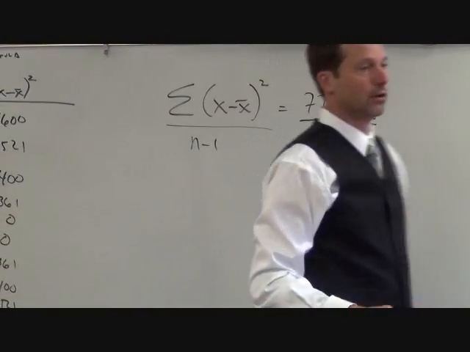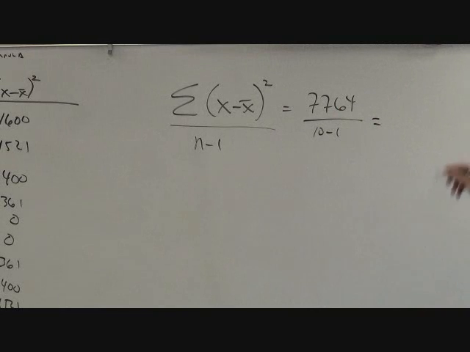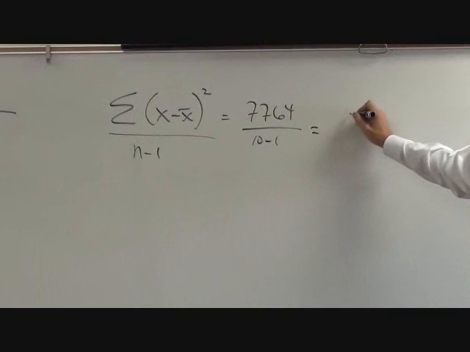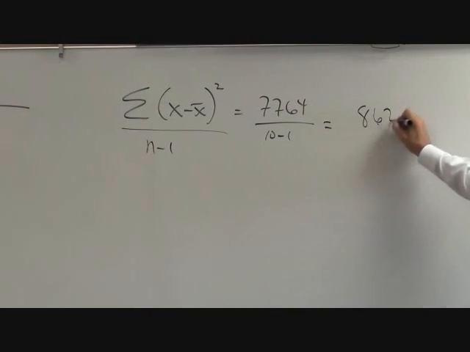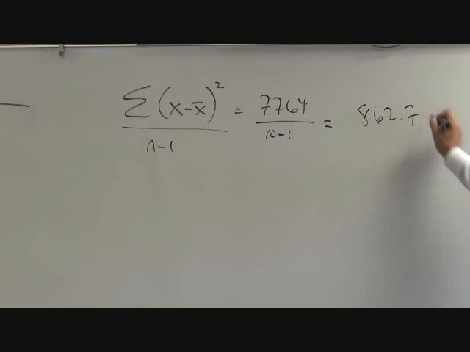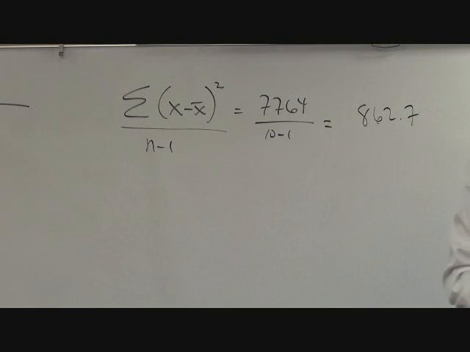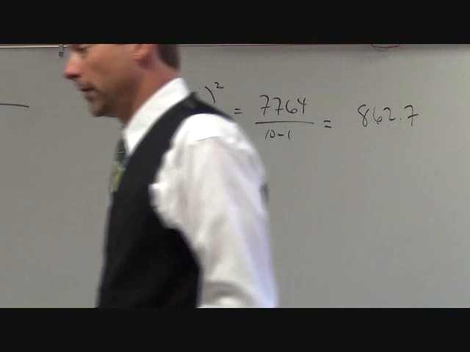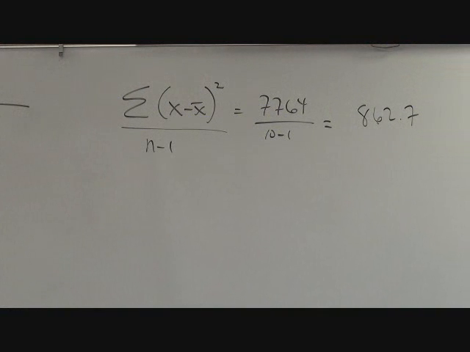Somebody give me a number here. 7,764 divided by 9 is 862.667. All right, let's just say like 862.7. We'll just go to 1 decimal place.